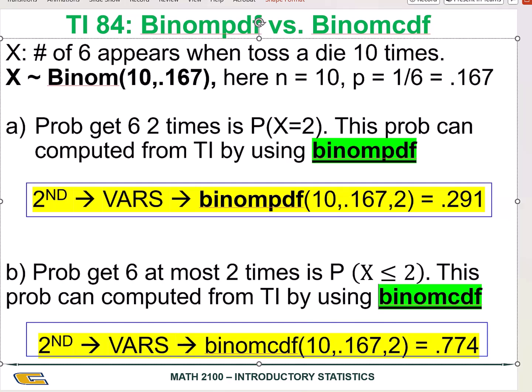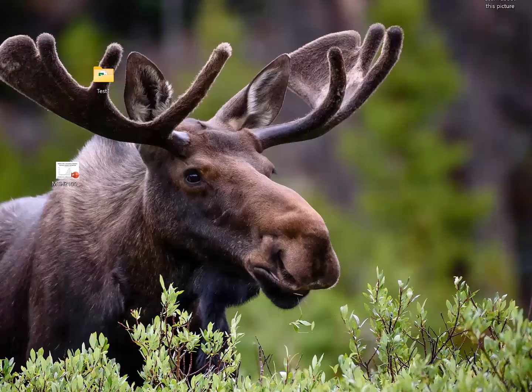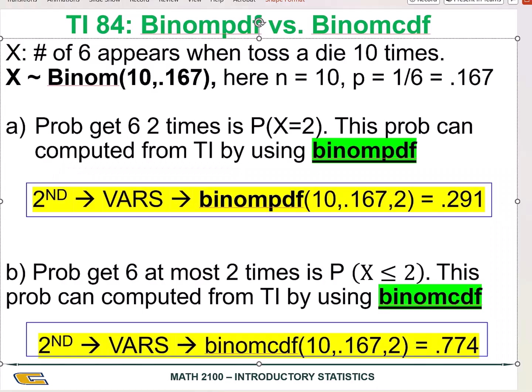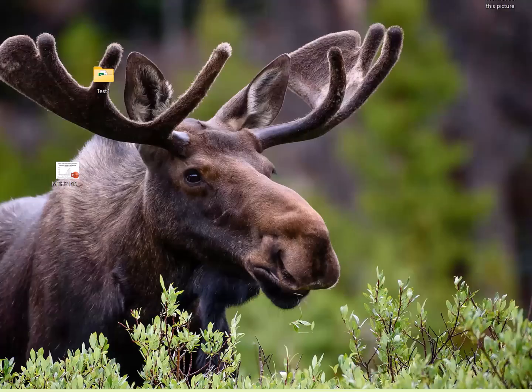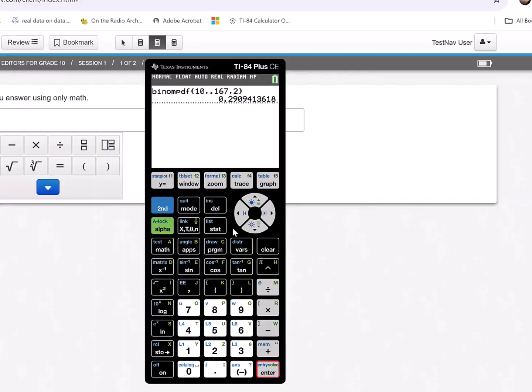So again, you can also plug it in the calculator and you see it. So here, you do second, distribution, binomialCDF. So be careful with these two functions, okay? Each of them has a different purpose. The CDF calculates everything up to the value, right? With 0.167, which is the success probability, up to 2. Everything up to 2.